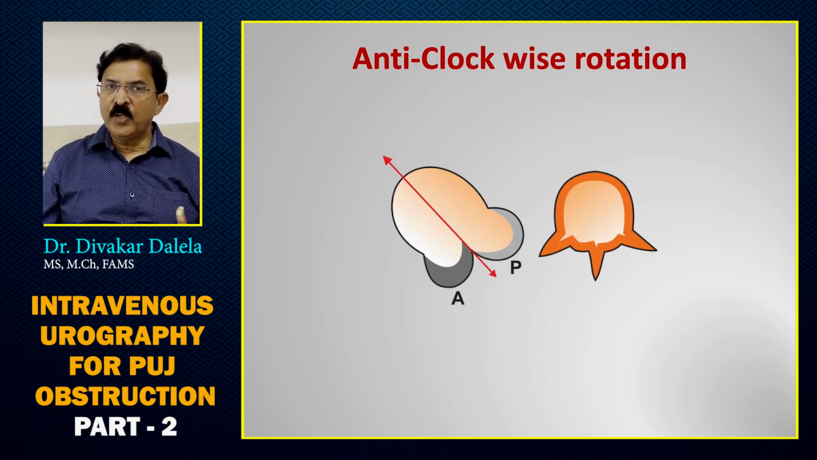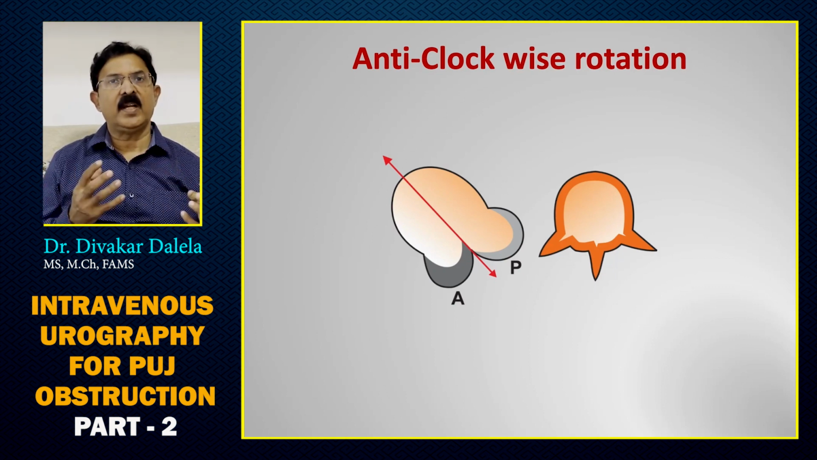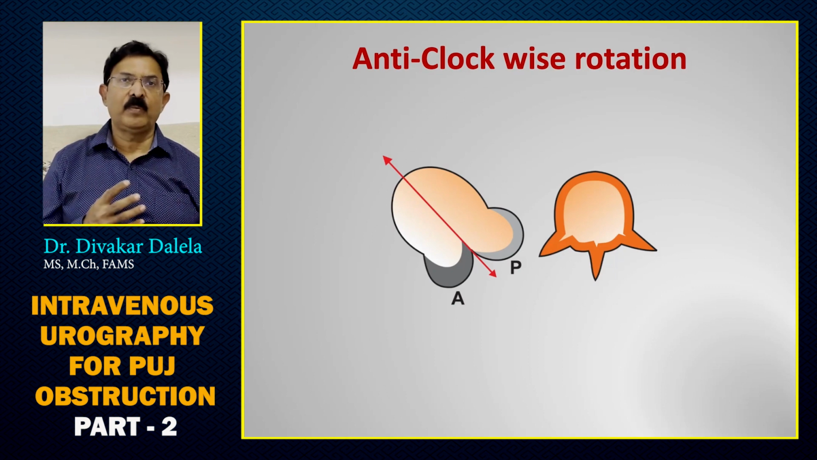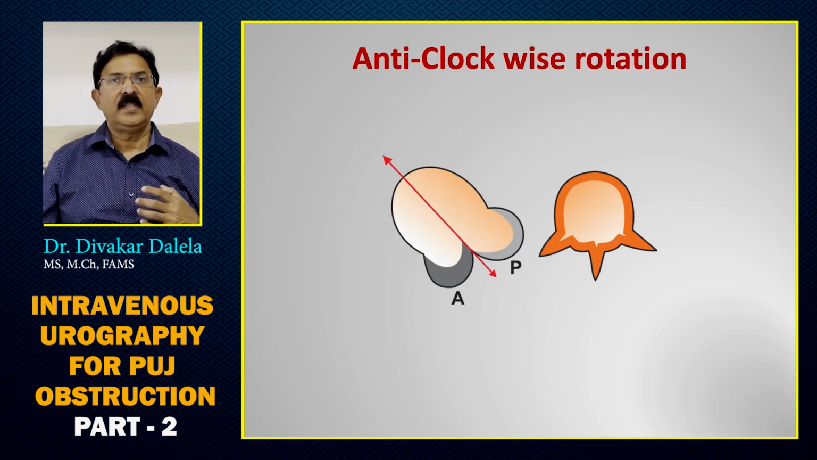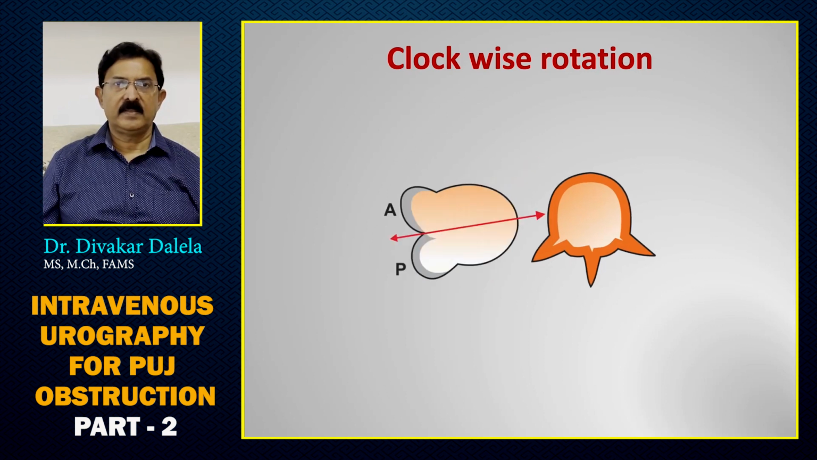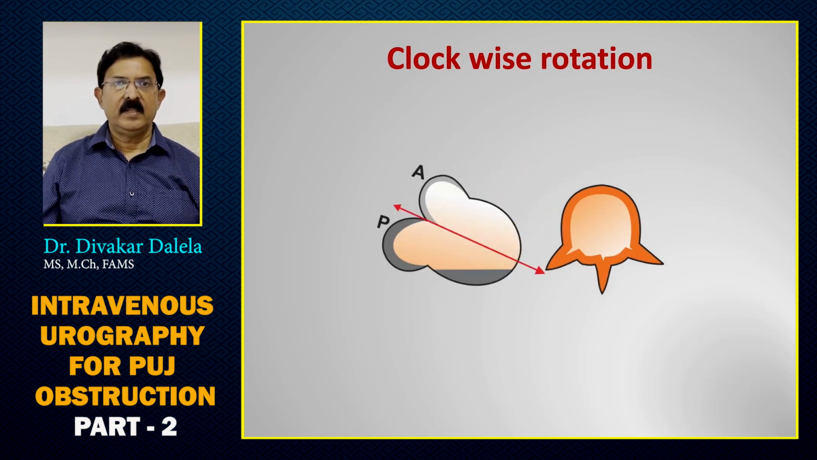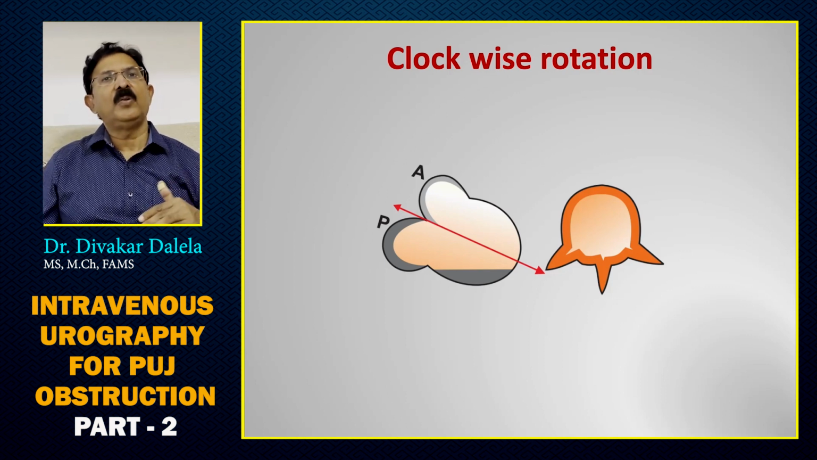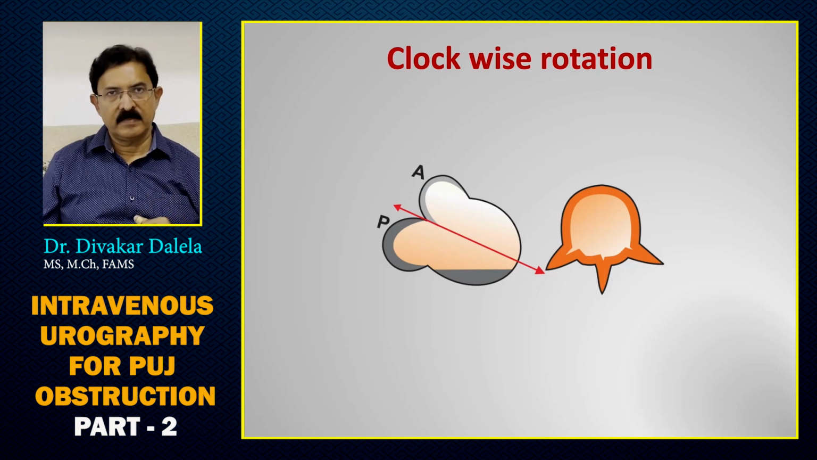So the point I am trying to make is, by looking at the relative difference in the opacity of contrast in the anterior group of calyx and posterior group of calyx, you can have an idea about the rotational normality of the pelvis. You can, in a similar manner, have a clockwise rotation like this or like this. When you have this kind of rotation, the anterior calyx will probably not be seen at all. Posterior calyx will have some contrast, but you will have more contrast coming down towards the pelvis.